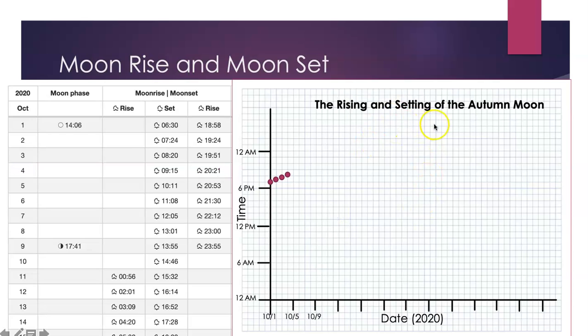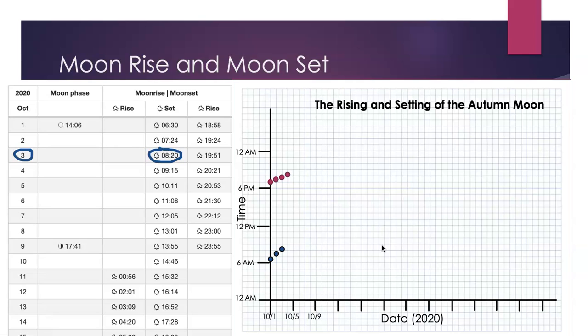On this particular plot, I'm going to add setting as well. So now we're going to use the setting column. On October 1st, the moon set at 6:30 a.m. So there's my data point. On the 2nd, it set at 7:24. On the 3rd, it set at 8:20. These are all a.m., etc. So I think you get the idea.